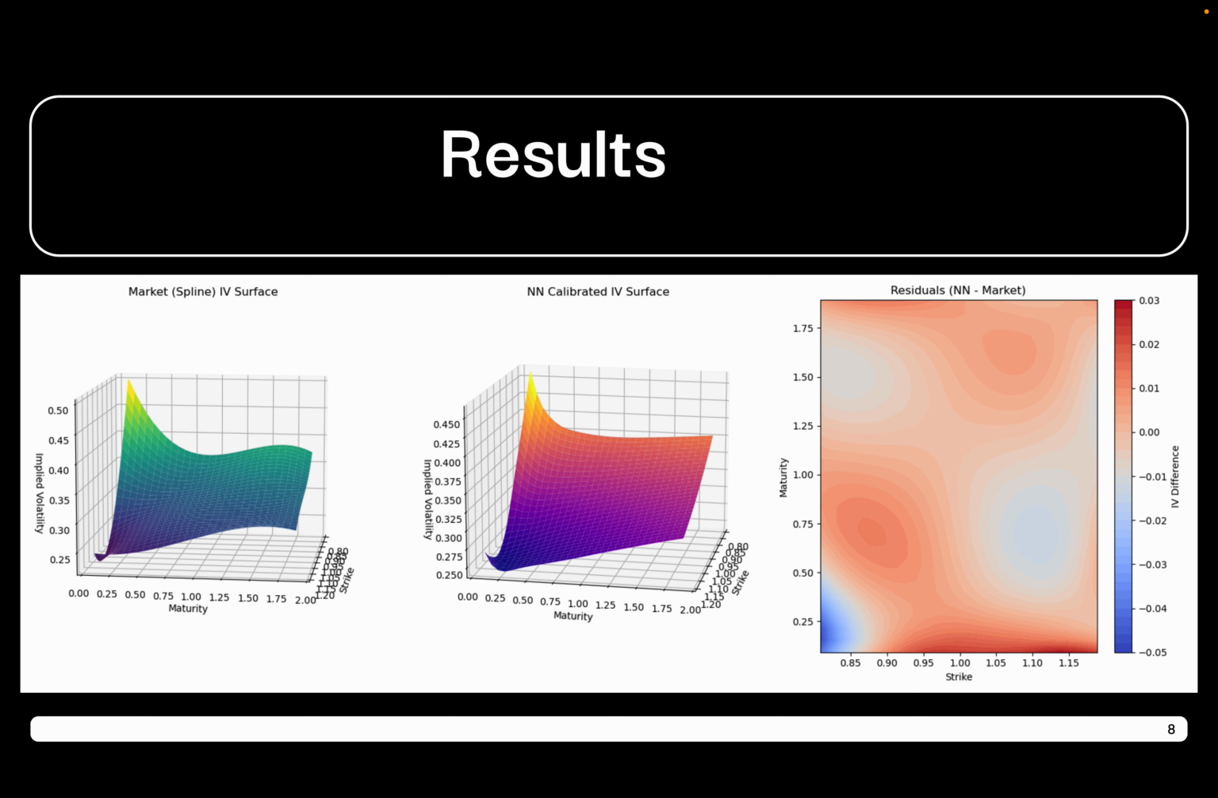Here we have our market surface, which was pulled from Microsoft option data, and our neural network calibrated IV surface after obtaining our 6 calibrated parameters. Again, we see that the residuals are within 0 to a couple percent. This, being a very accurate prediction of the market, is a result that we are very proud of.